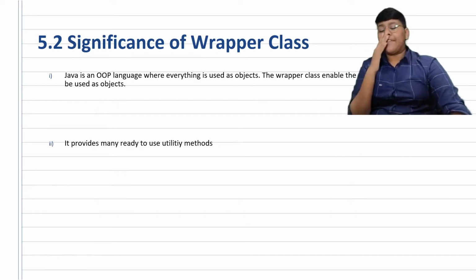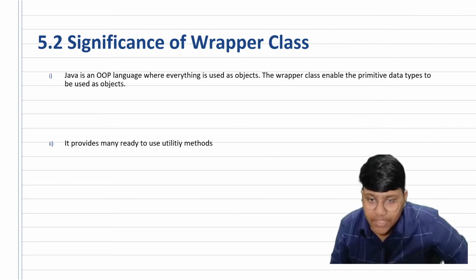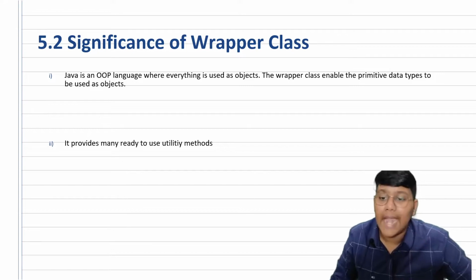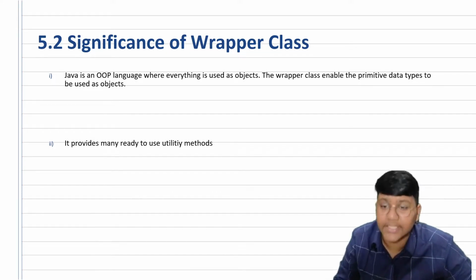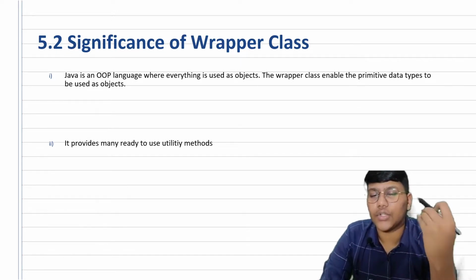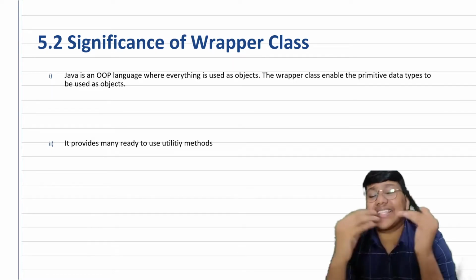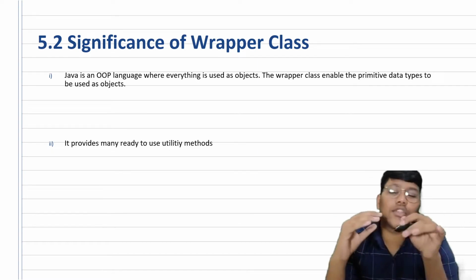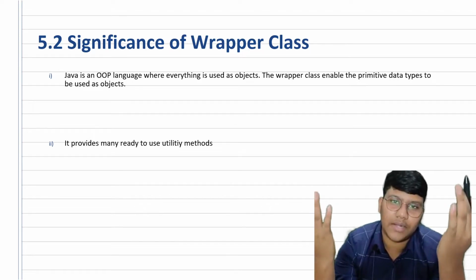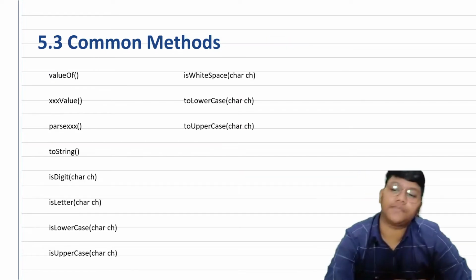Now 5.2, what is significance of wrapper class? Why are they needed? Java is an OOP language where everything is used as objects. The wrapper class enables the primitive data types to be used as objects. It provides many ready to use utility methods. Objects can call methods, we know that. So it becomes very easy to use many utility methods that have been put into java.lang. And also Java is an OOP language that runs on classes and objects. It becomes very useful to convert everything to objects because Java is an OOP language.